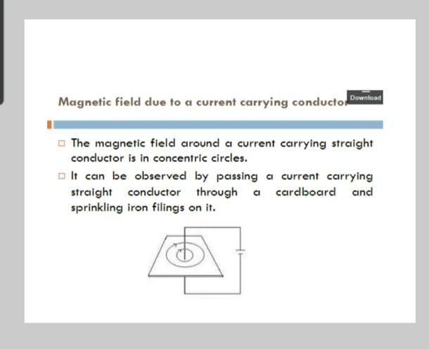The magnetic field around a current carrying straight conductor is in concentric circles. It can be observed by passing a current carrying straight conductor through a cardboard and sprinkling iron filings on it. Ampere suggested that a magnetic field is produced whenever an electrical charge is in motion. For our understanding, we consider a wire through which the current is made to flow by connecting it to a battery.